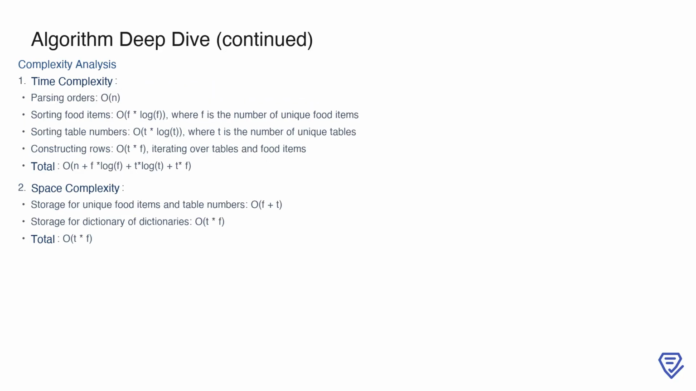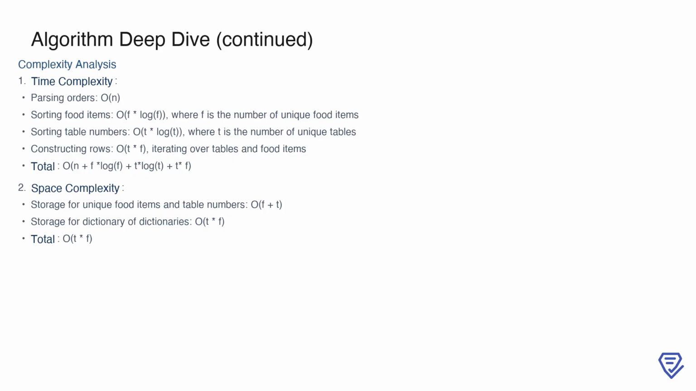To conclude, let's analyze the time and space complexity of this solution. For time complexity, parsing the orders takes O(n), where n is the number of orders. Sorting the food items requires O(f log f), where f is the number of unique food items, and sorting the table numbers takes O(t log t), where t is the number of unique tables. Constructing the rows involves iterating over the tables and food items, which takes O(t*f). Combining these, the total time complexity is O(n + f log f + t log t + t*f).